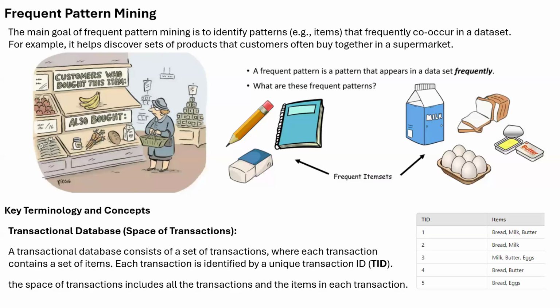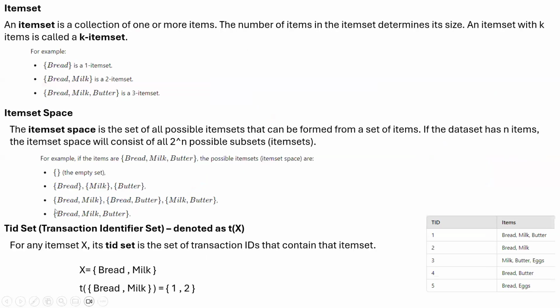These are different terminologies that we're going to learn now. We're going to the next slide. So the other key concept here is what is an item set? An item set is a collection of one or more items. Item in the sense bread is an item, milk is an item, butter is an item. The number of items in the item set determines its size. An item set with k items is called a k item set. It is self-explanatory.